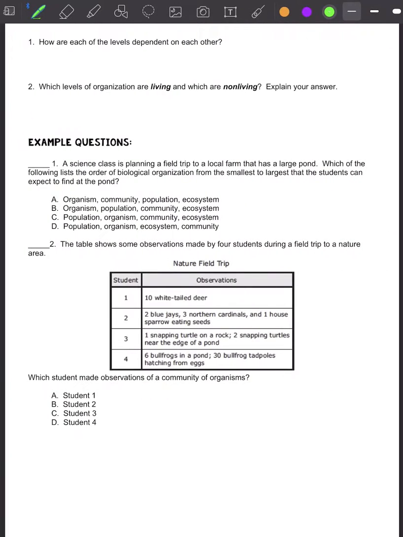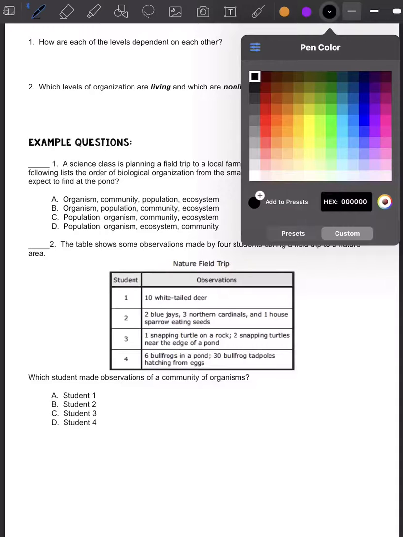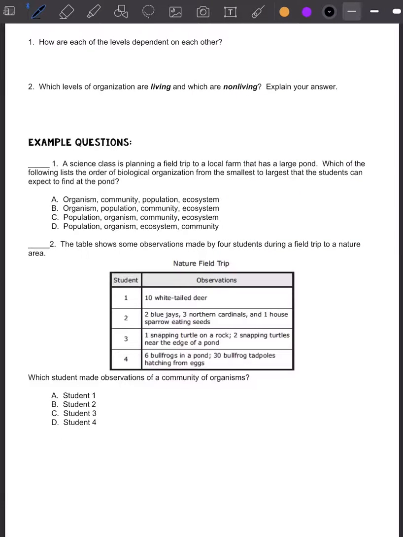So if we take a look at the questions, how are each of the levels of organization dependent on each other? We talked about it in class. So if one level is affected, each of the levels after it are affected. So for example, if I have damage at the cellular level, it's going to affect the tissue level, the organ level, organ system, organism. So it kind of affects everything that comes after it.